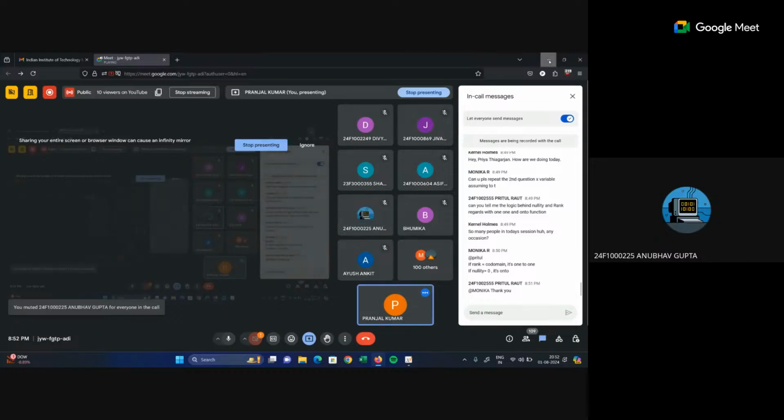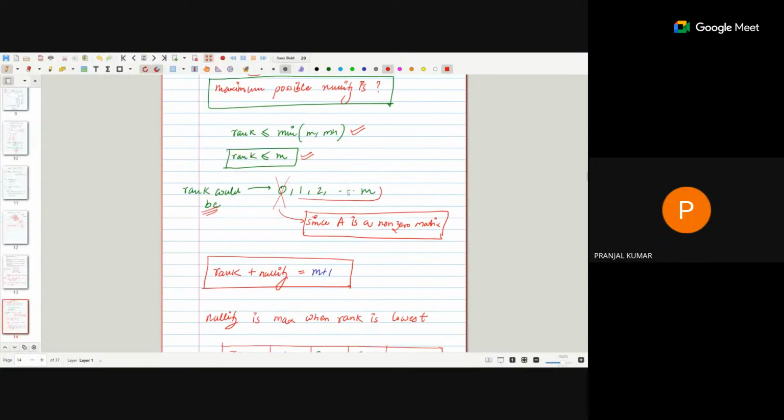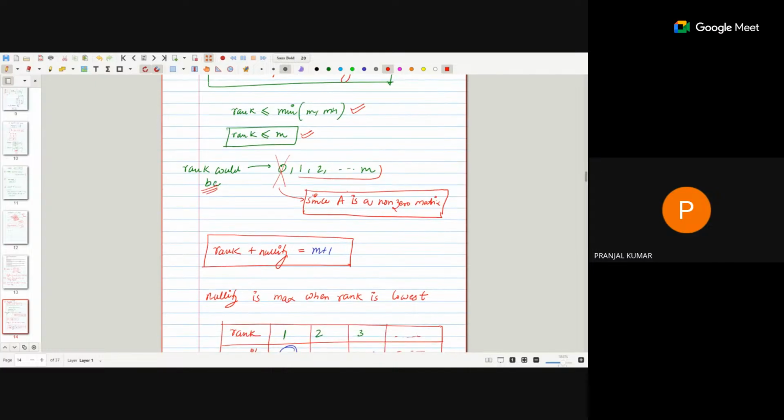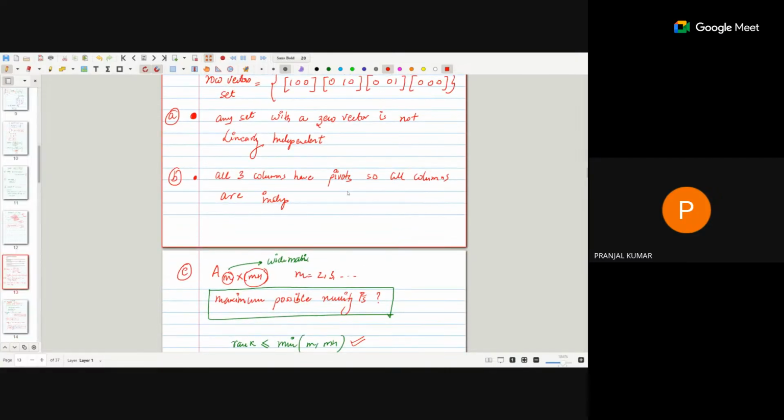Okay, so we have eliminated 0 as a plausible candidate. These are left, and I have given the reason also. Now I will use my second result, which is rank plus nullity is equal to m plus 1, because m plus 1 is your number of columns.